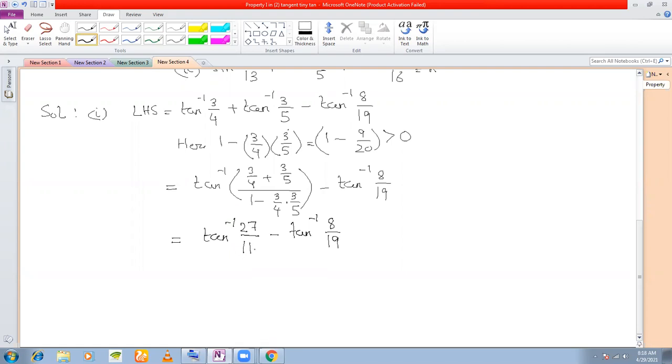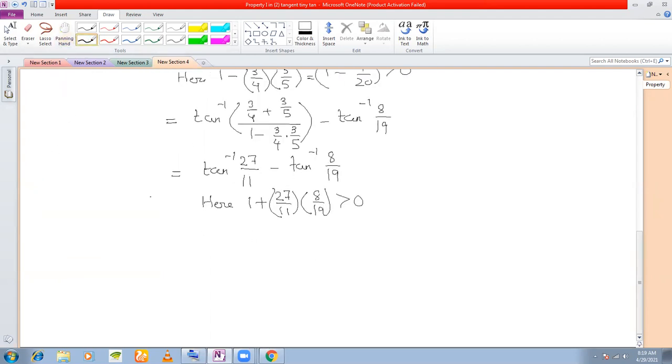Now also see that this time I'll have to use the tan inverse x minus tan inverse y formula, but not before checking that 1 plus xy is greater than 0. So x is 27 by 11 and y is 8 by 19. Obviously, this will be greater than 0. Whatever it comes, it will be positive, definitely. That means now I can use the tan inverse x minus tan inverse y formula.